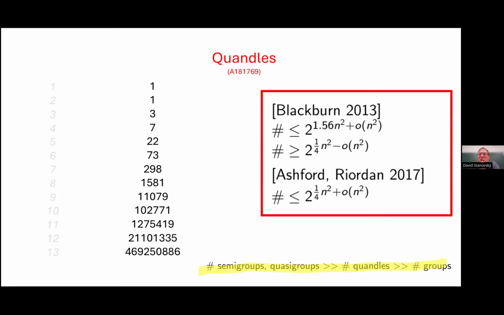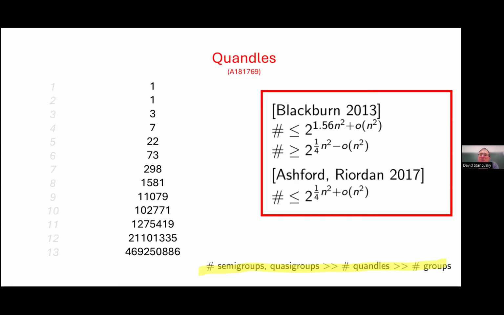There are two bounds with different constants. It's a result of Blackburn, the same Blackburn that wrote the book about enumeration of groups. So he also got interested in this problem. And the lower bound means that you have to construct a lot of quandles. So he found some ad hoc construction which provides a lot of them.